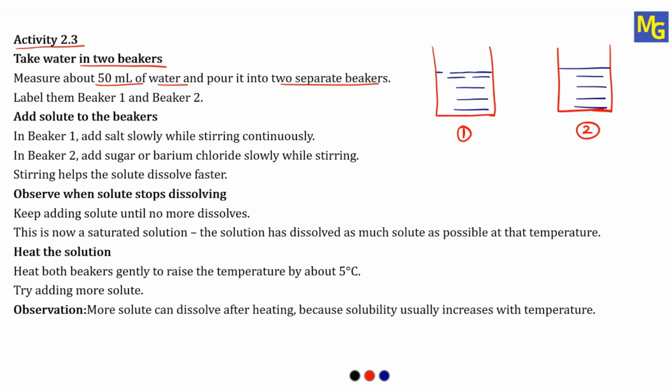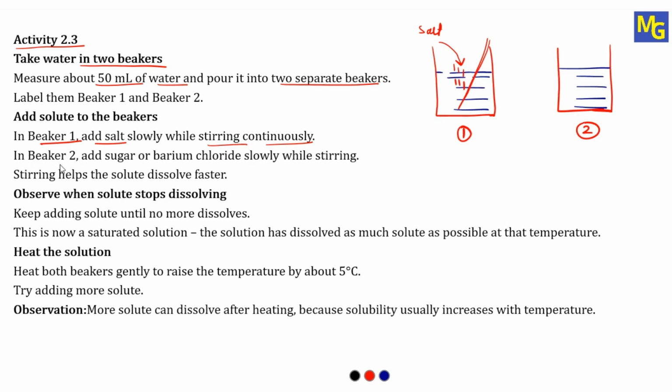Now the next step: add solute to the beakers. In beaker 1, add salt slowly while stirring continuously. So in beaker 1, we are going to add salt, and you should add it slowly with continuous stirring. This is a glass rod. You will put in the salt and after adding the salt, continuously mix it.